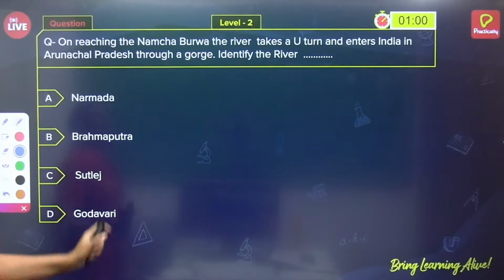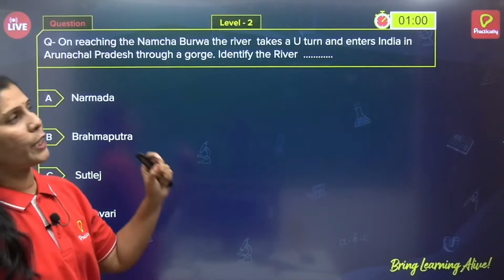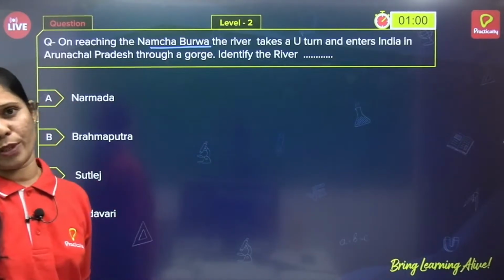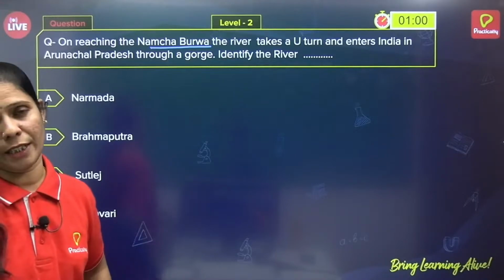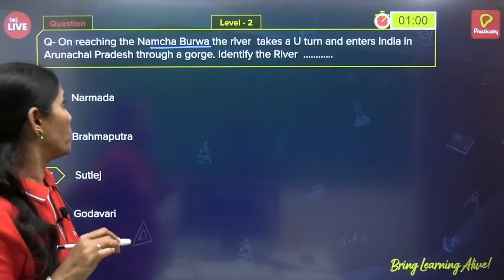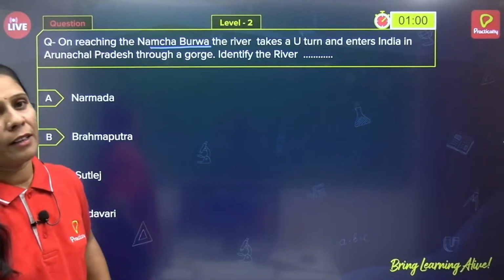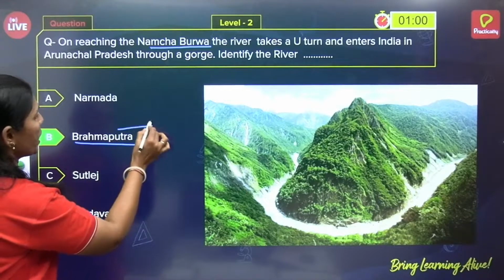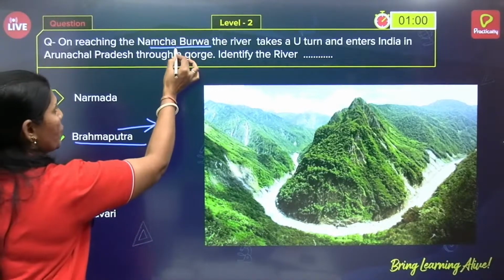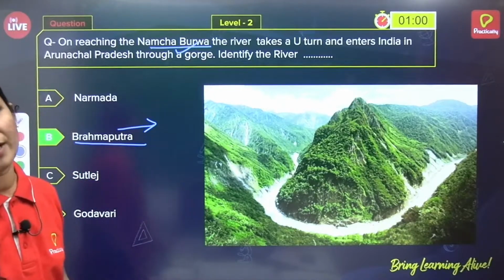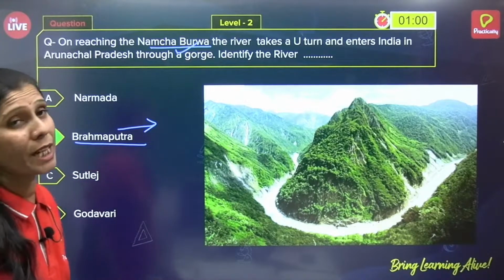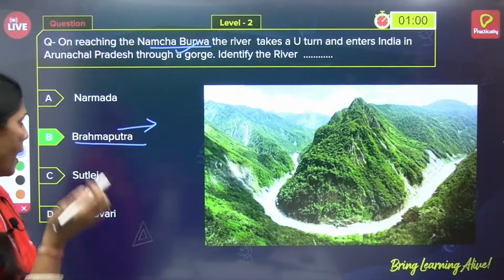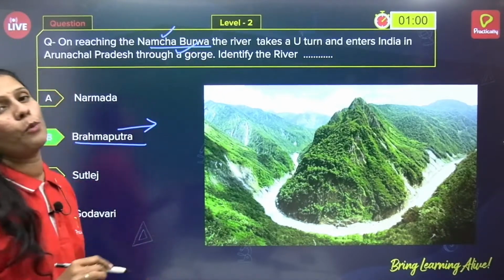Which river is taking a U-turn and entering into India at Namcha Barwa? You may get a question also: which river is taking a U-turn at Namcha Barwa, or what is the peak the river is taking a U-turn at? That is Brahmaputra, which takes a U-turn at Namcha Barwa. You may get a question in that form, that the Brahmaputra river takes a U-turn due to the peak called Namcha Barwa.